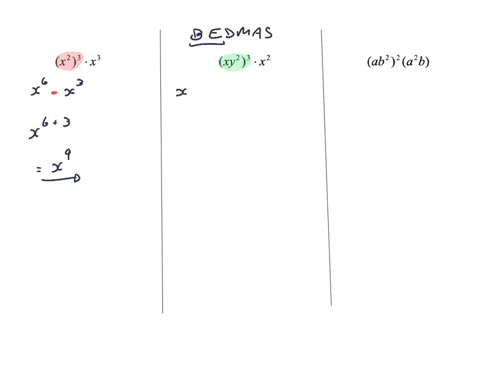So I get x to the power of 3, y to the power of 6 times x squared. And now I'm left with only those two that are like bases. And so I get 3 plus 2, which is 5, and y to the power of 6.